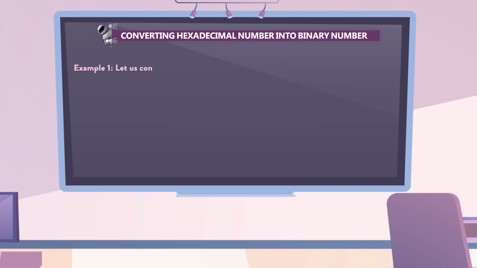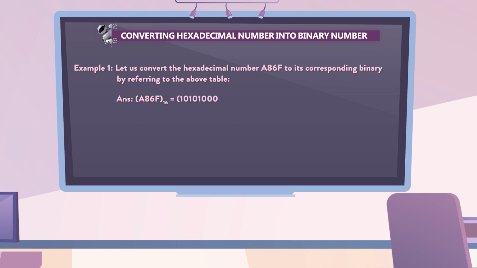Let's take an example where we need to convert the hexadecimal number A86F to its corresponding binary by referring to the previous table, which will give us this answer. And the answer is... That's amazing!